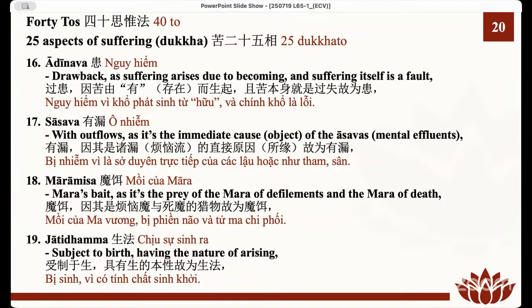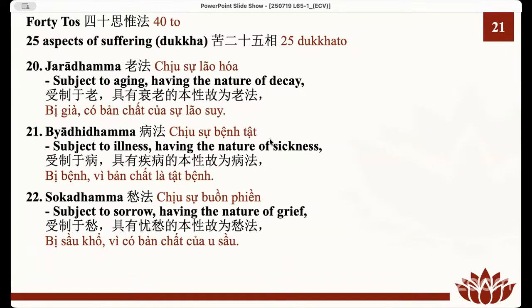Dukkha. And the remaining analysis of dukkha is very simple and easy. Jati dhamma, subject to birth, having the nature of arising. Then jara dhamma, subject to aging, having the nature of decay. This is also equal to destructive. Byadhi dhamma, subject to illness, having the nature of sickness. Then soka dhamma, subject to sorrow, having the nature of grief.